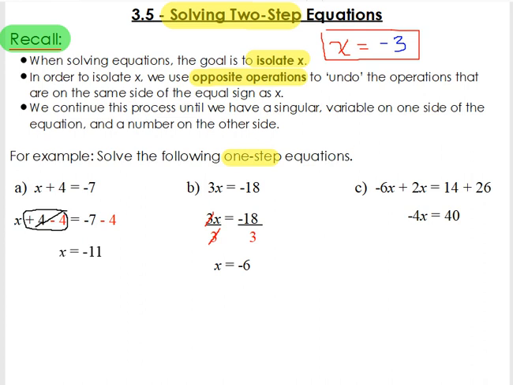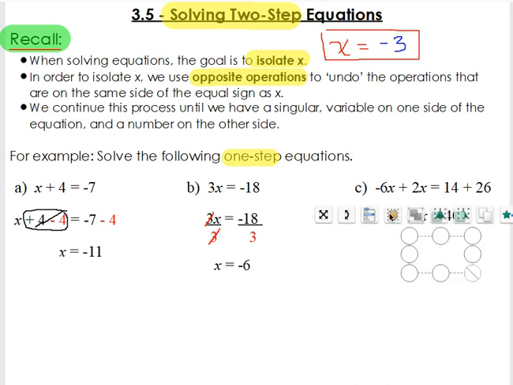All we've done here is no opposite operations. We've just simplified each side of the equation. Now from here, we have negative 4 times x equals 40. How do we get rid of a multiplying negative 4? We are going to divide by negative 4.